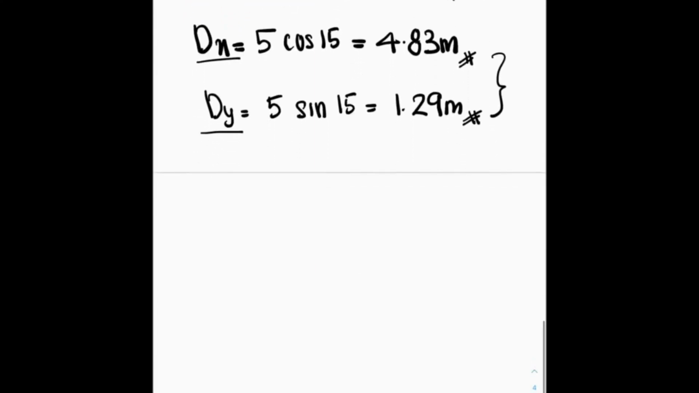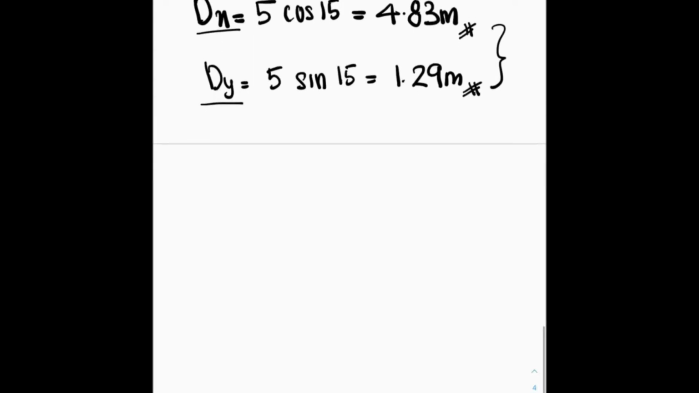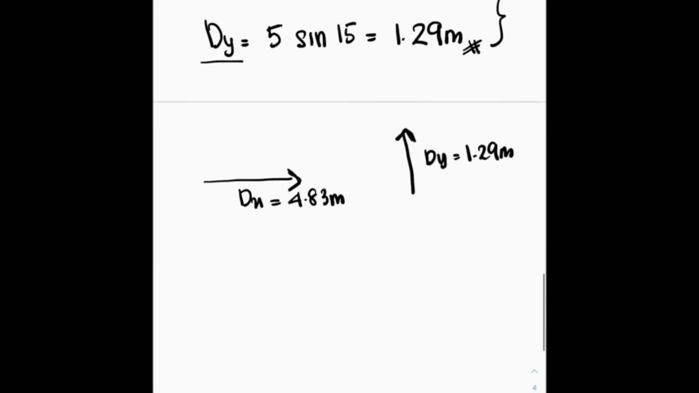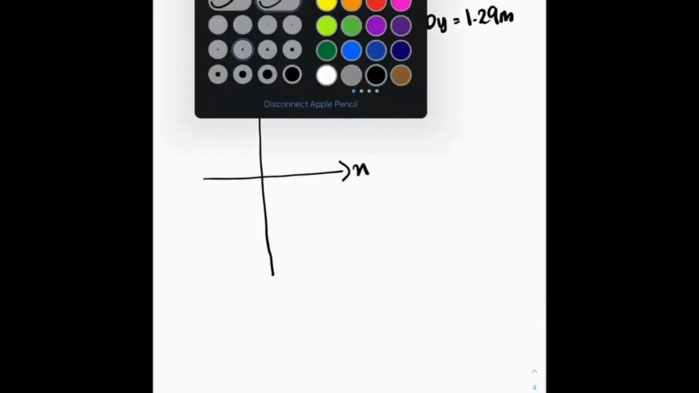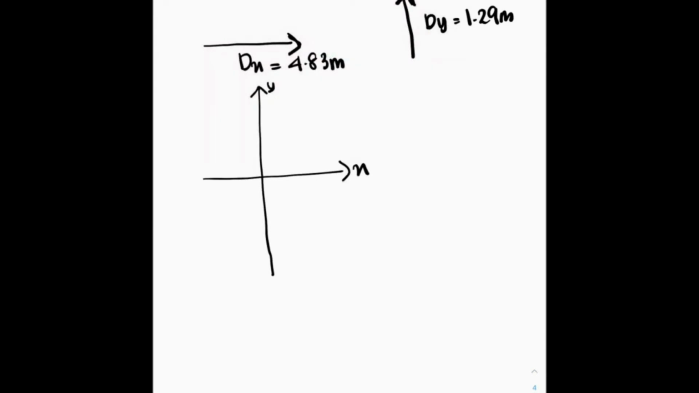So let's say now you were only given your dx and dy. Let's say what was given here is dx equals 4.83 meter, and then dy equals 1.29 meter. Dx is to the right, the arrow here indicates the direction, and dy is upwards, the arrow here indicates the direction. Let's say if I want to transfer this into the Cartesian plane, I'm going to have my y component and x component. My dx here is sitting along the x component, which is to the right.